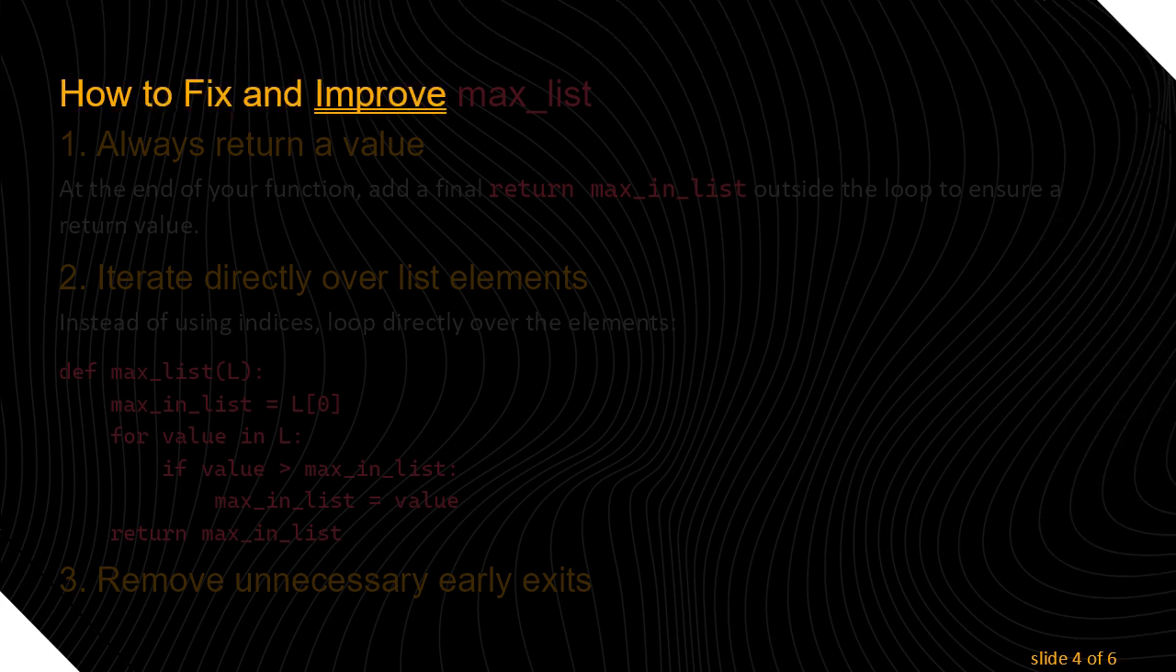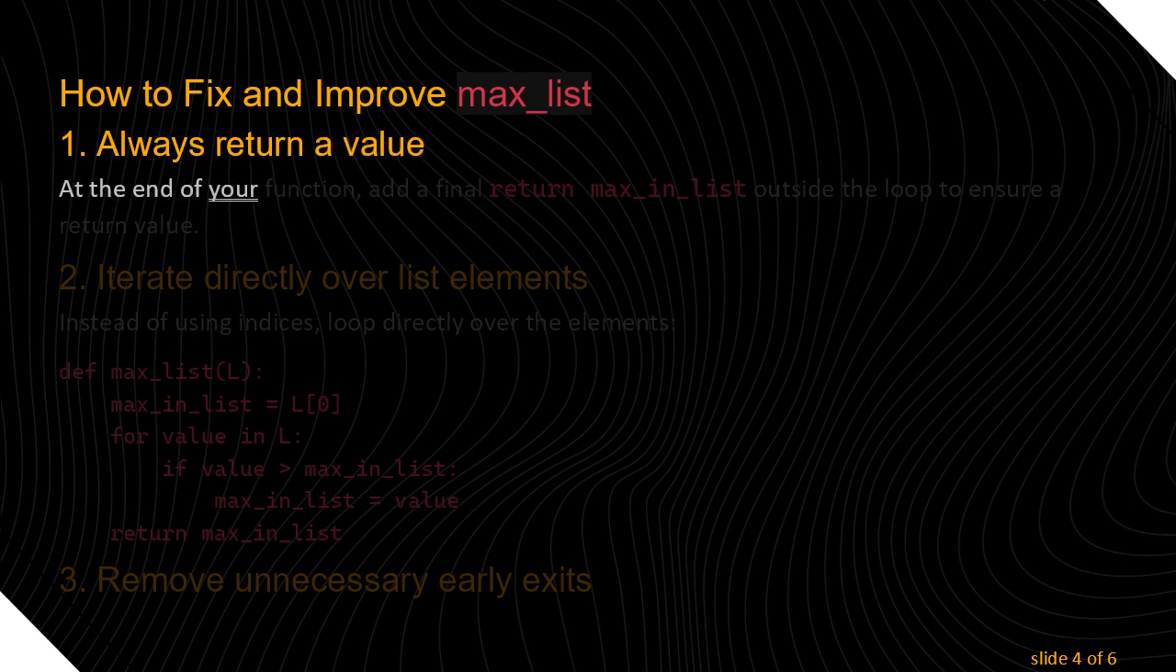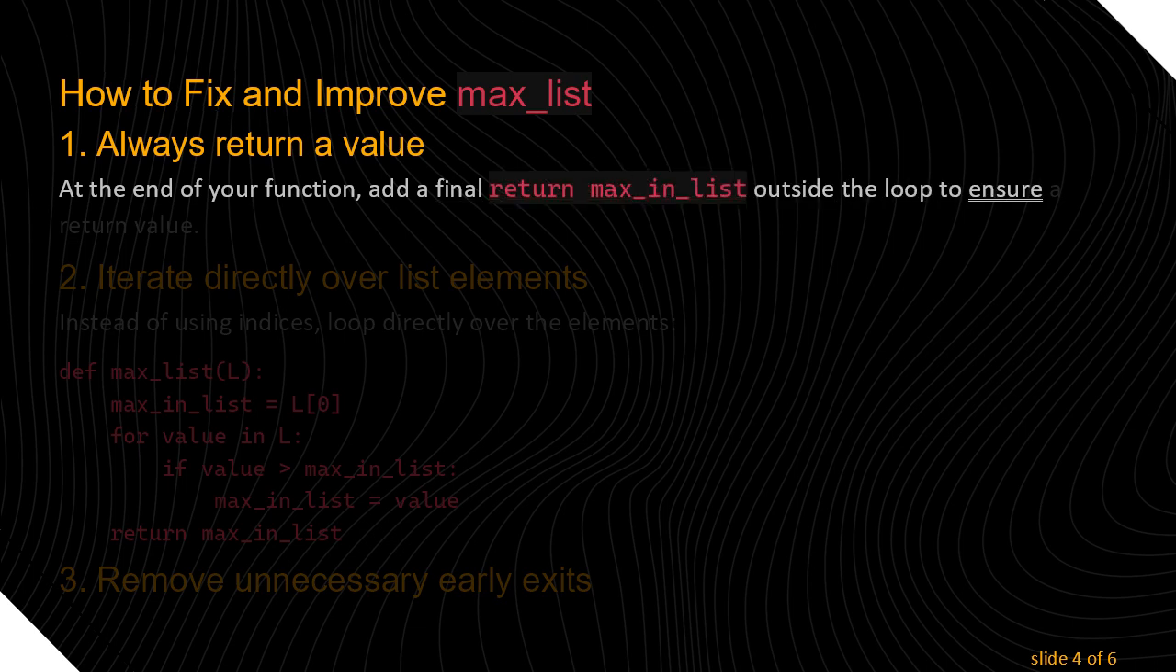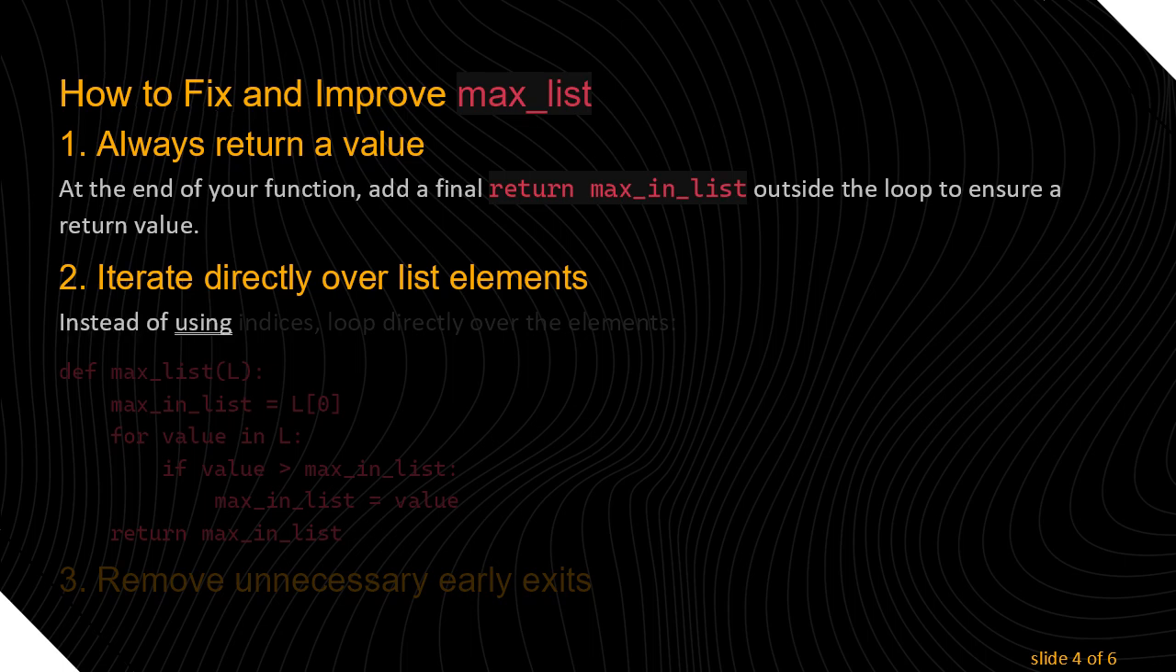How to fix and improve max_list. 1. Always return a value. At the end of your function, add a final return max_in_list outside the loop to ensure a return value. 2. Iterate directly over list elements. Instead of using indices, loop directly over the elements.